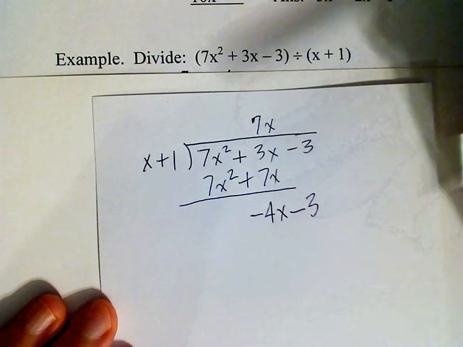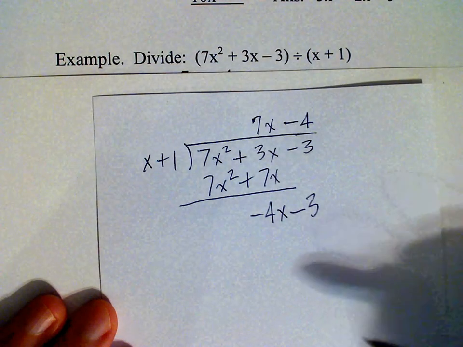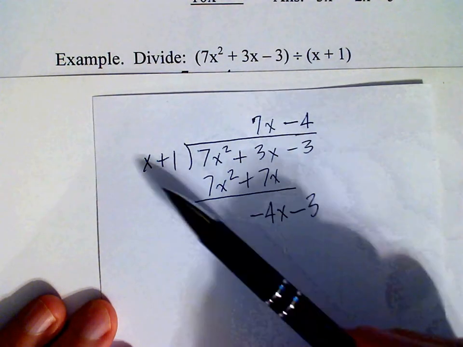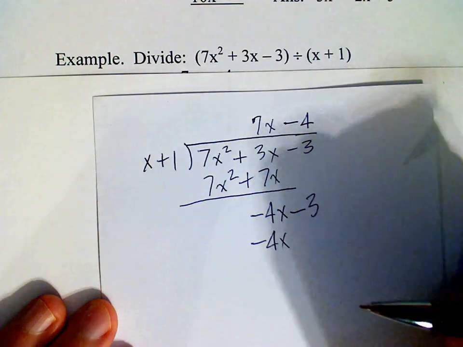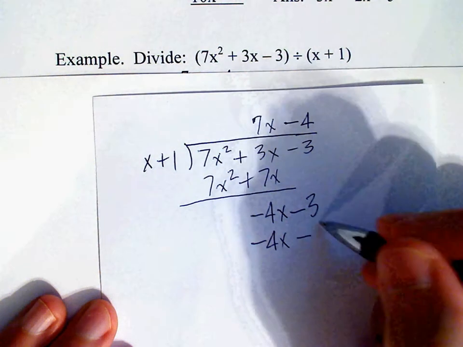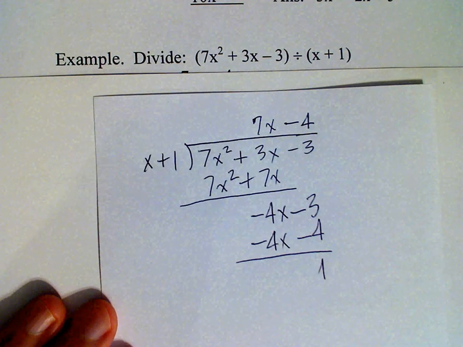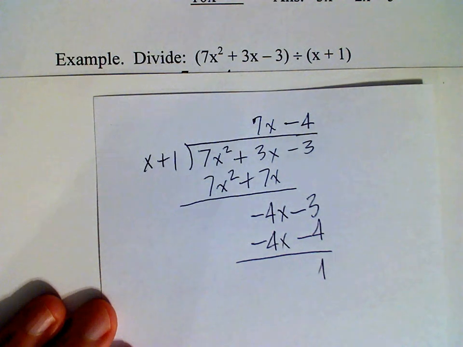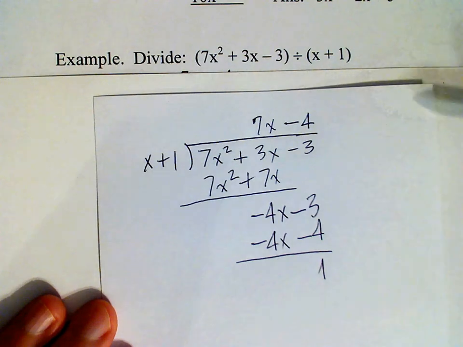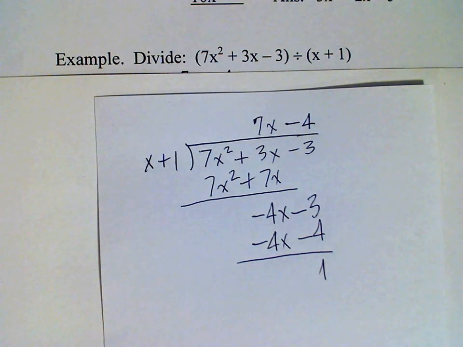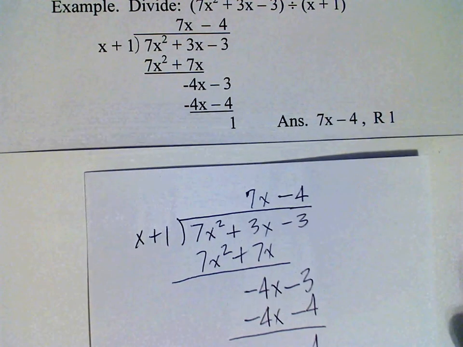x into a negative 4x goes a negative 4 times. And now multiply. Negative 4 times x is negative 4x. Negative 4 times 1 is negative 4. Subtract, and the remainder is 1. So the answer is 7x minus 4 with remainder 1. Okay, and that process is sketched out here in the notes for you.